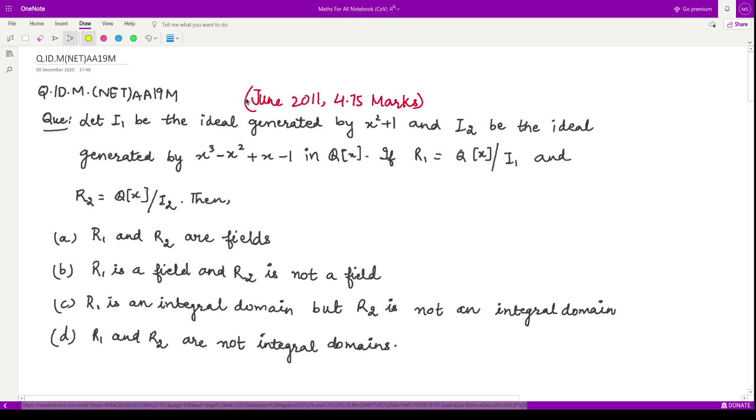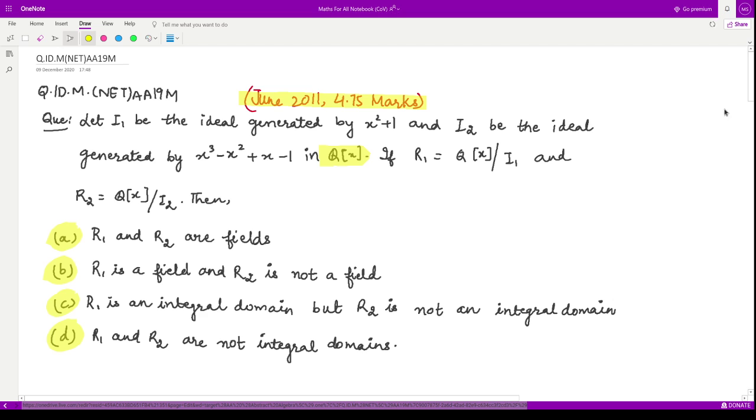This question is again from June 2011, consisting of 4.75 marks. The question is: if I1 is the ideal generated by x square plus 1 and I2 is the ideal generated by x cube minus x square plus x minus 1 in Q[x], then R1 and R2 are defined like these. Which among these four is correct?